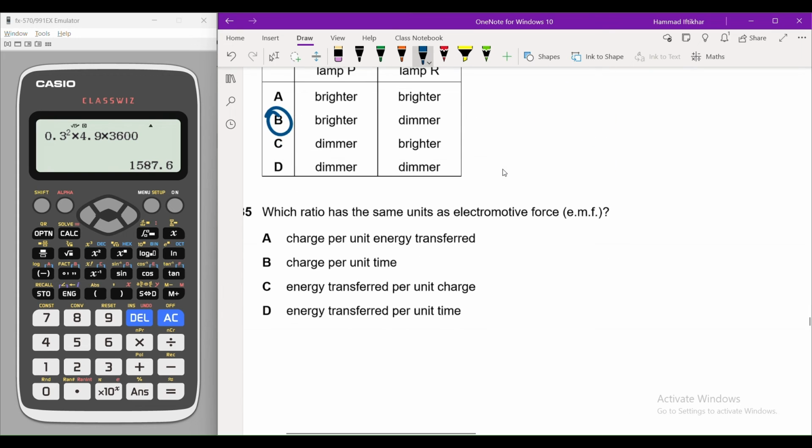Which ratio has the same unit as the electromotive force? So V is basically energy over charge, so joules per coulomb. So energy transferred per unit charge. That.